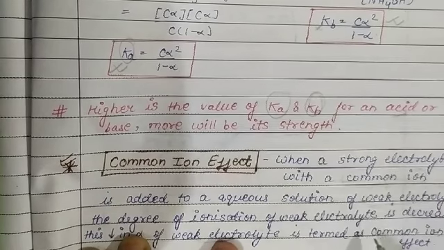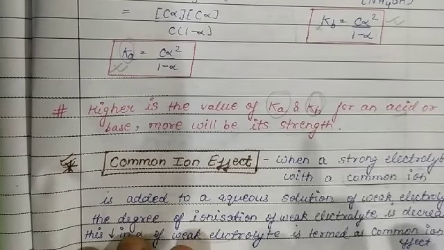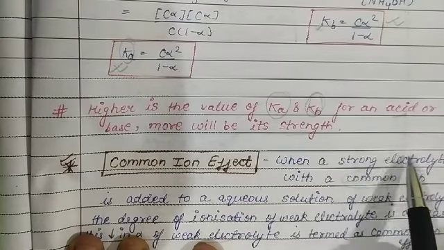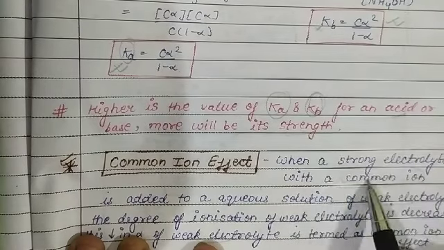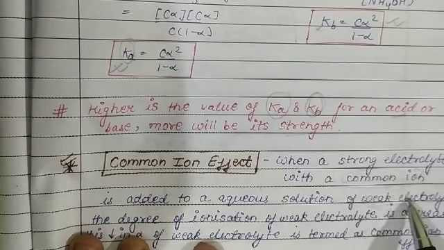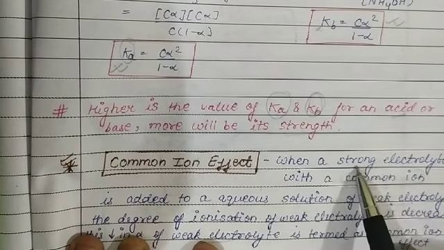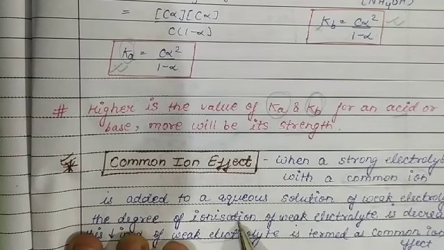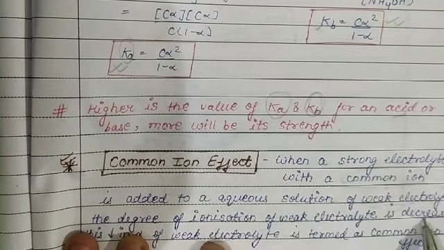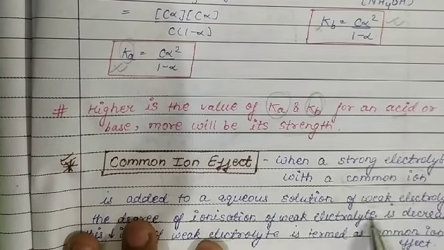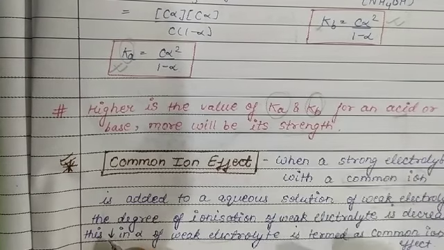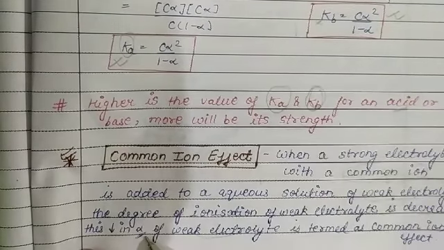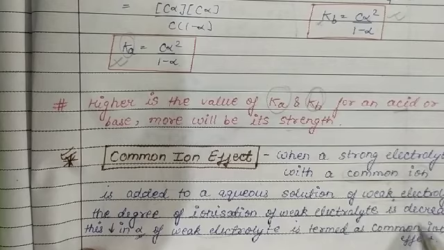So basically we have a solution of a weak electrolyte and we have added a strong electrolyte which has a common ion as present in the weak electrolyte. On addition of this strong electrolyte having the common ion, the degree of ionization of the weak electrolyte is decreased. This decrease in the value of alpha, the degree of dissociation of the weak electrolyte, is called the common ion effect.